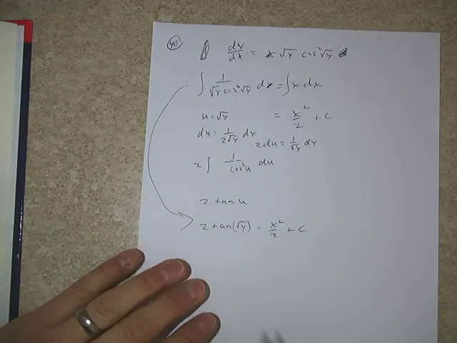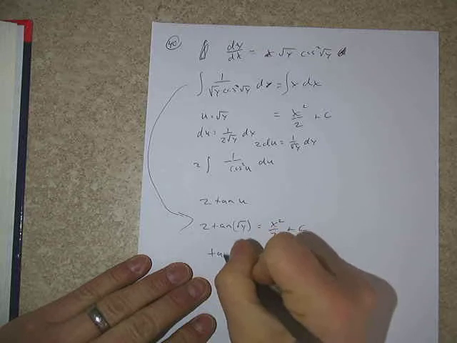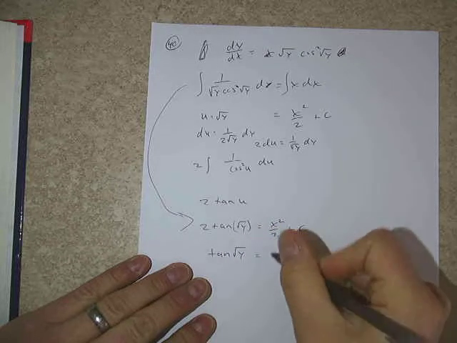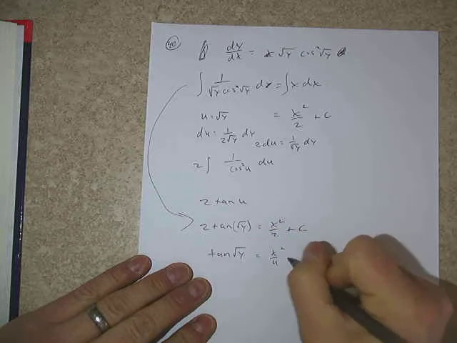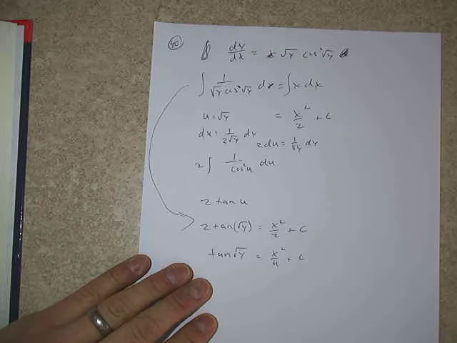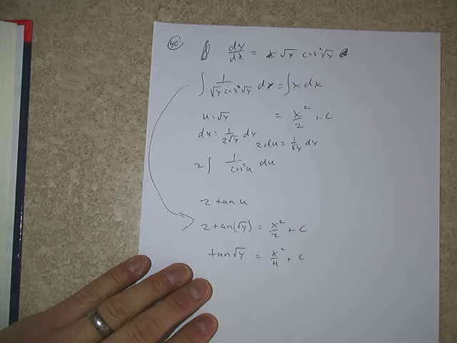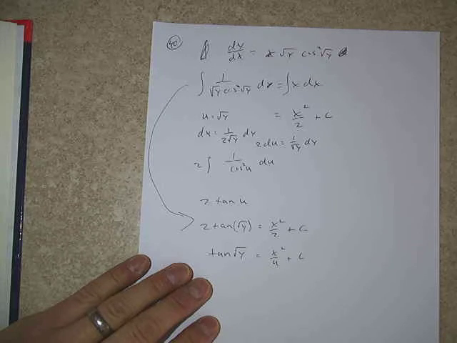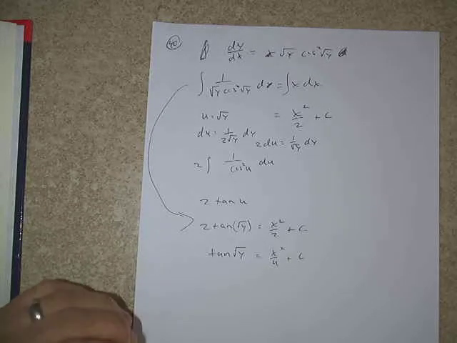So if we divide by 2 as our first step, we'd have tangent of radical y equals x squared over 4 plus c. No problem with that. Why don't I have c over 2? I divided everything by 2. So what's a constant divided by 2?